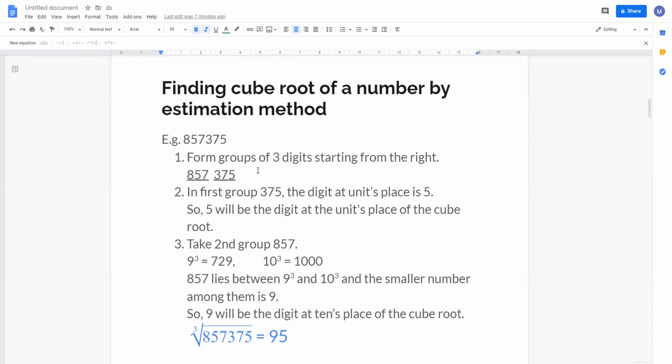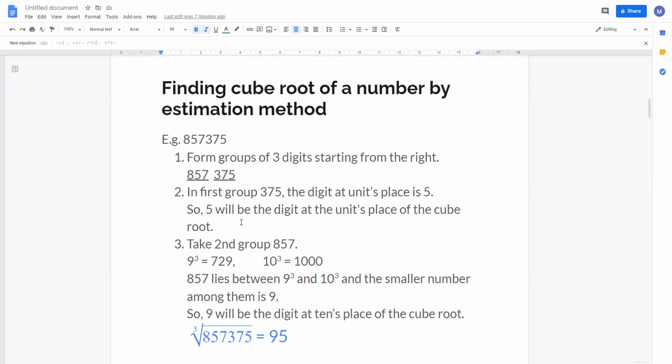Starting from the right side, three digits together, we have to form the groups. So what will be the first group? 375. Then the remaining digits will go to the second group, and I have underlined them so that you can understand easily. So 375 is the first group, and the second group is 857. Starting from the right, not from the left. Now, what is the next step?